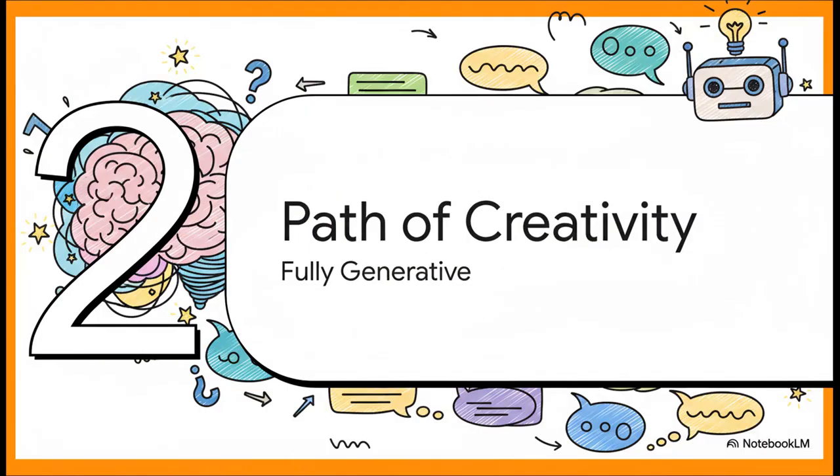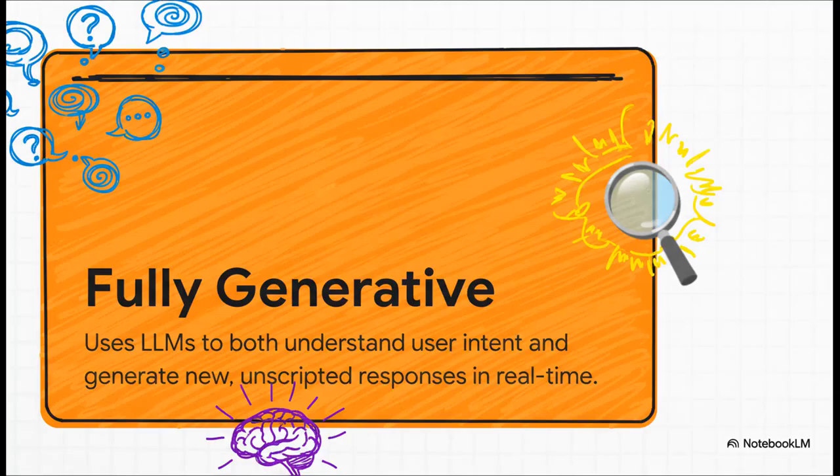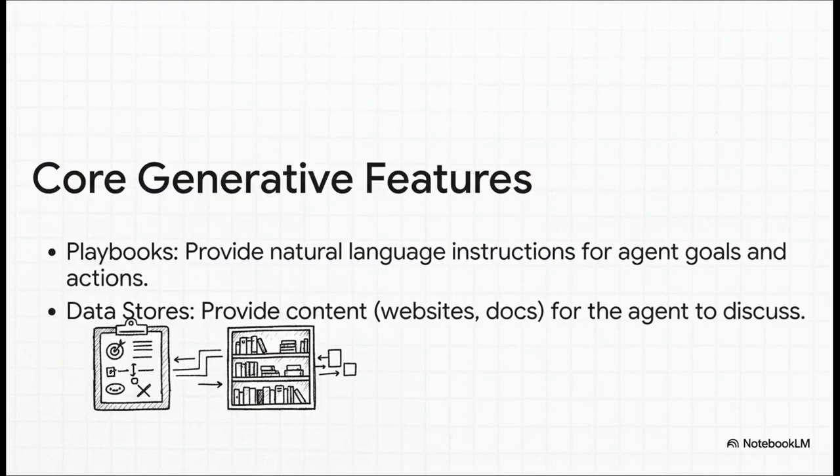Okay, now let's completely flip the coin and look at the other side of the spectrum. This is a conversational experience built on freedom and creativity instead of rigid control. So if the deterministic agent was that pre-written book, a fully generative one is more like an expert improv comedian. It uses large language models, or LLMs, to tap into this massive well of knowledge. You give it some general instructions, but it actually creates its responses in real time to be as natural and as relevant as possible.